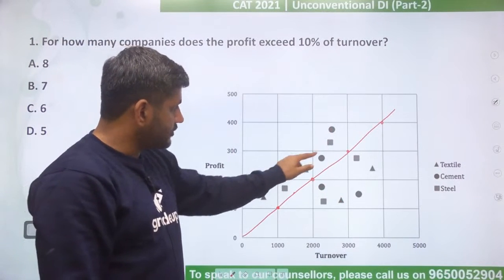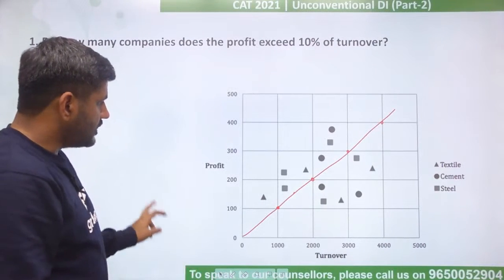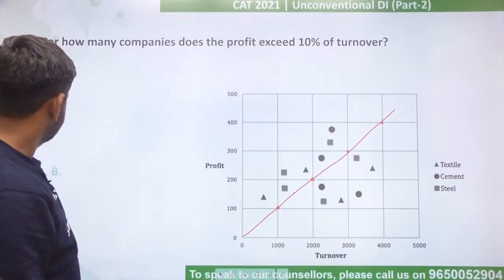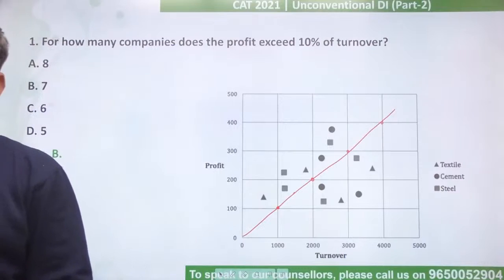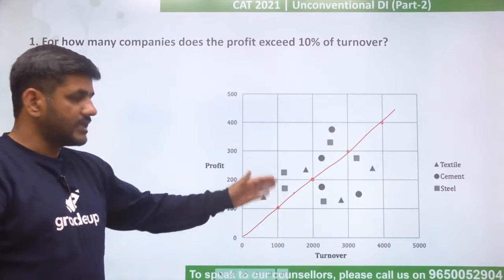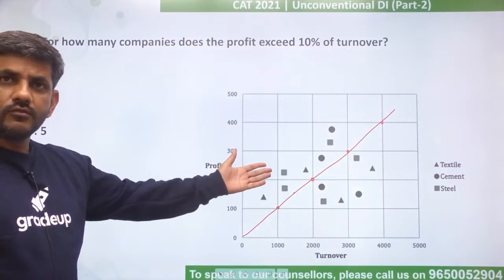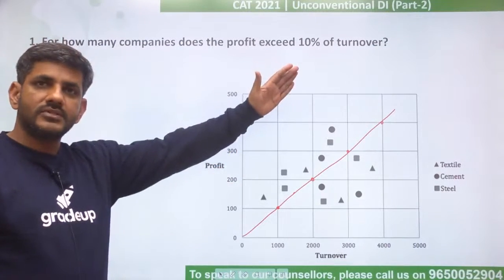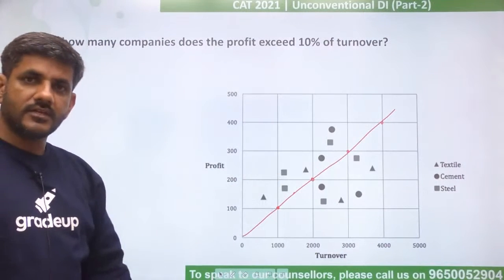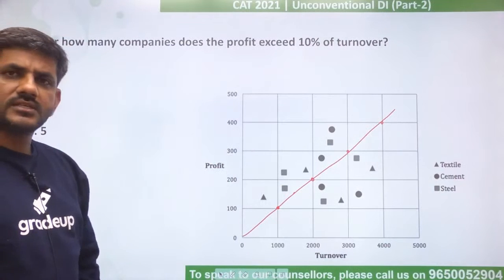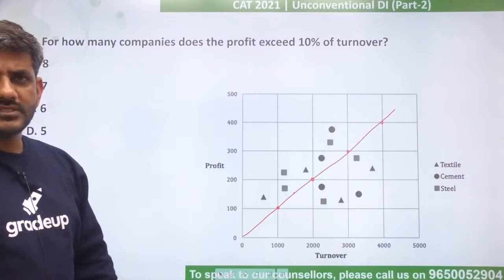So 1, 2, 3, 4, 5, 6, 7. There are 7 companies above this line, so my answer should be 7. B would be the correct answer in this question. I hope you understand this. Rather than calculating for each one of them one by one, which becomes a bit confusing, this is a very good way of doing this question: just draw a line of 10%. Above this line we have everything above 10%, below this line everything below 10%. And that makes the question such an easy question, right? Just the way of doing the question can make your questions extremely easy.